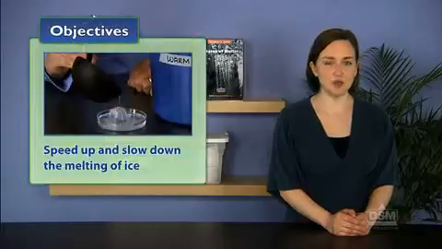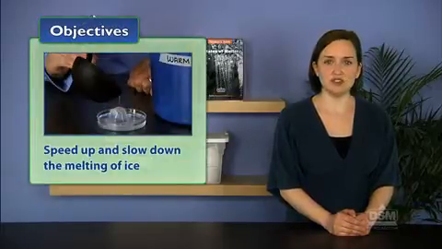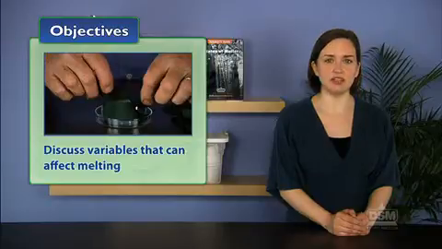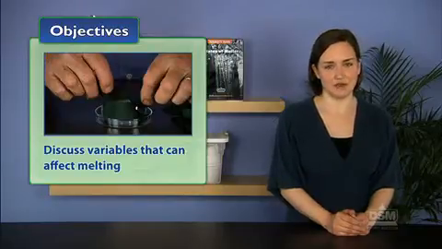In Activity 5, Hurry Up or Slow Down, students first investigate ways to speed up and slow down the melting of ice. Students then discuss variables that can affect melting and the efficiency of various insulators.